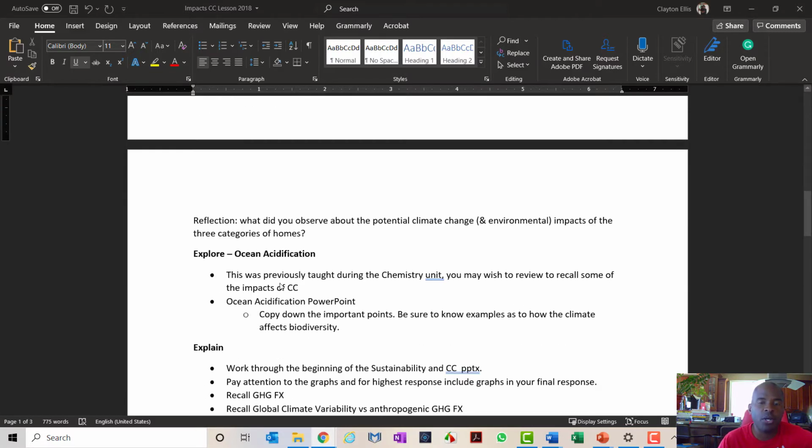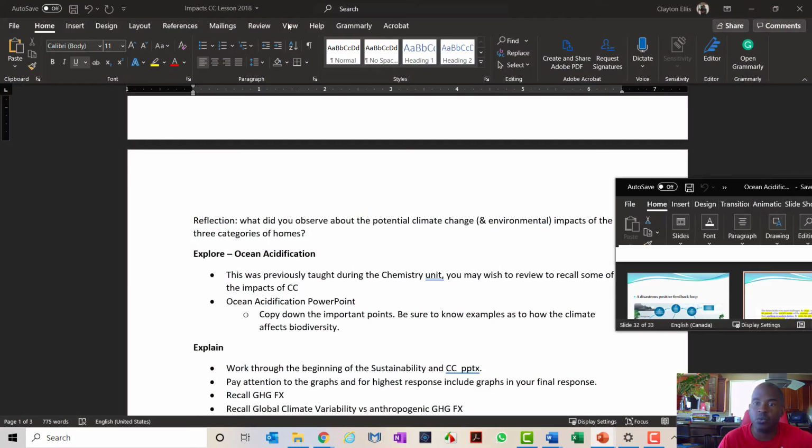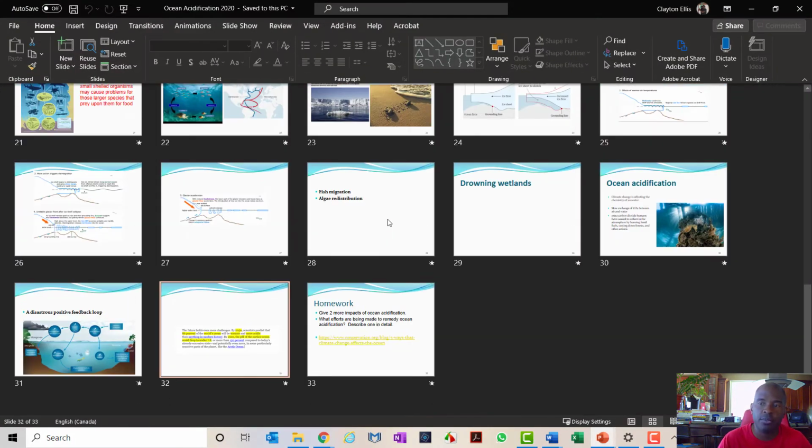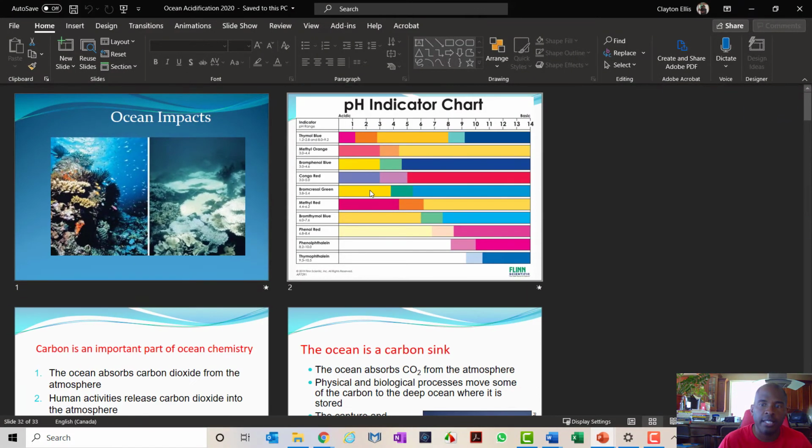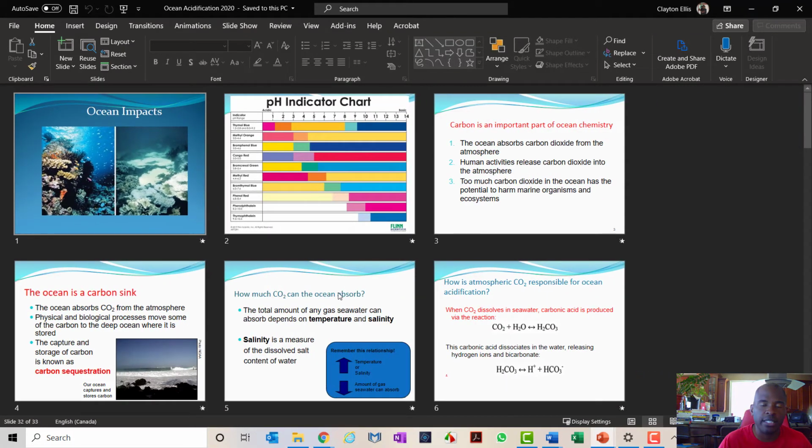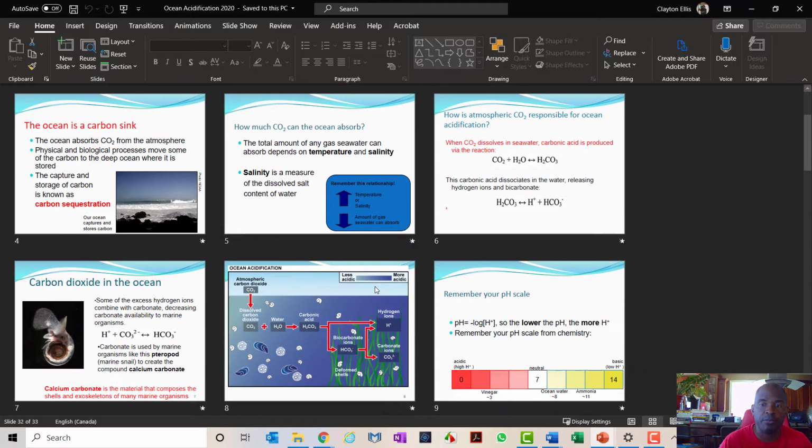Then we have this ocean acidification. So this is a PowerPoint that I taught you already. This is not new. You already went to this lesson with me. Okay, so I'm showing you this view here. And in this lesson, we're looking at how the ocean is impacted by climate change. So specifically, as the climate changes, as we increase the carbon dioxide levels, what does that do?